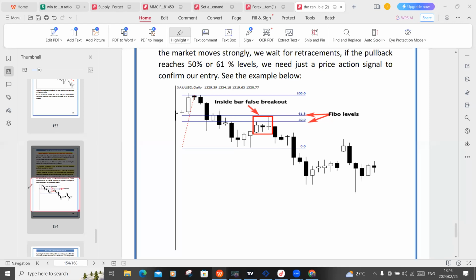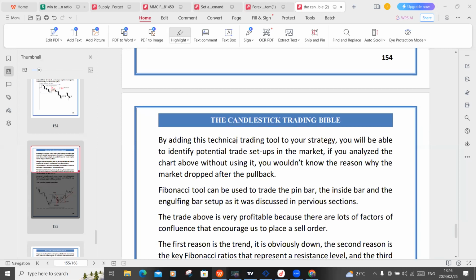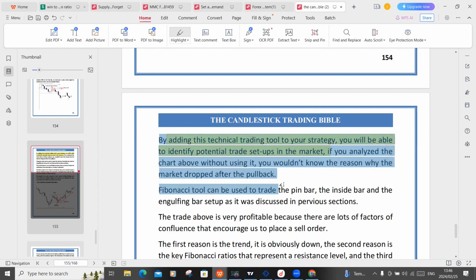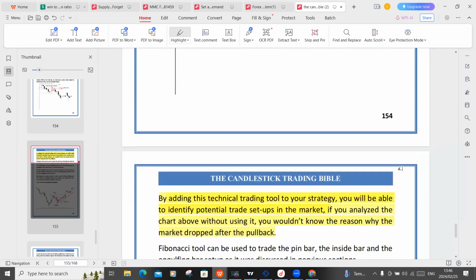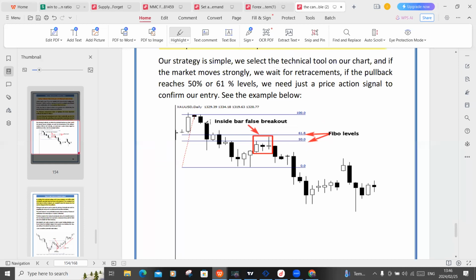So let's see what the author is saying here. By adding this technical trading tool to your strategy, you'll be able to identify potential trade setups in the market. If you analyze the chart above without using it, you would not know the reason why the market dropped after the pullback, right? So if you're moving with us, if you've been reading this book from the first page, you understand the reasoning for this particular setup to form. Everything here is clear, right?